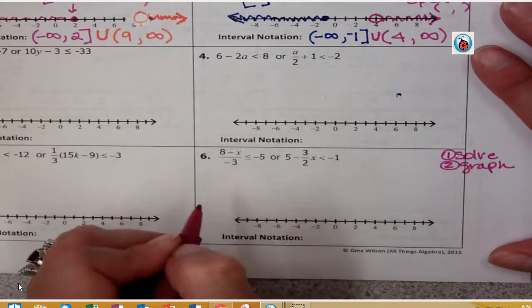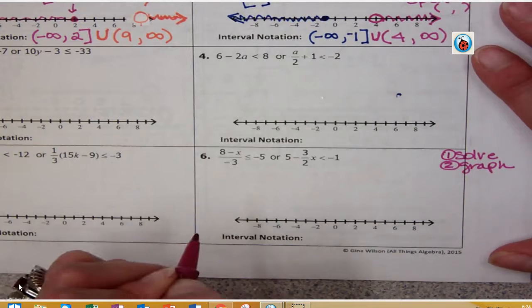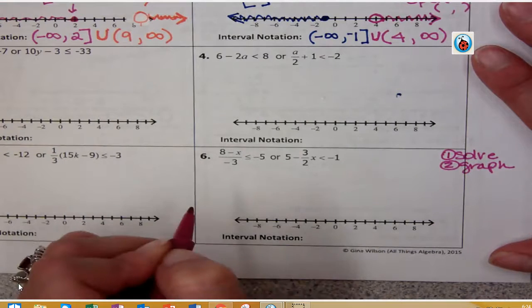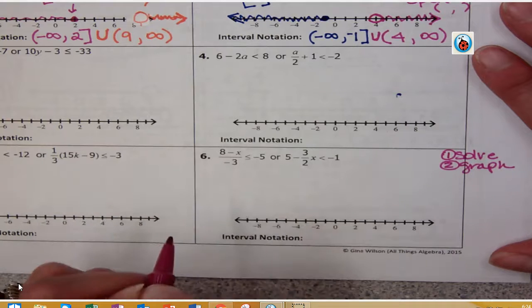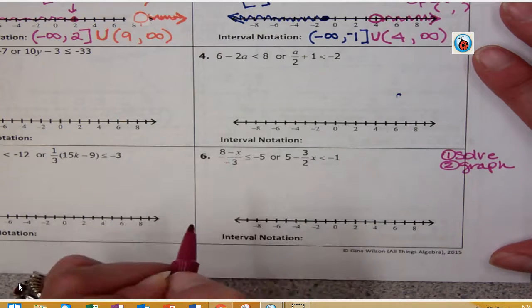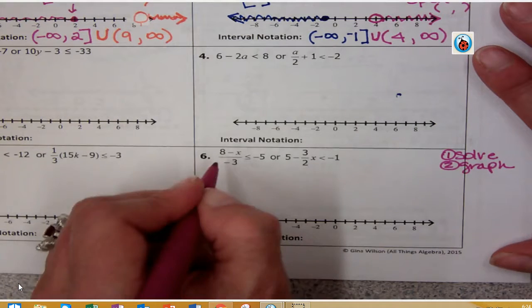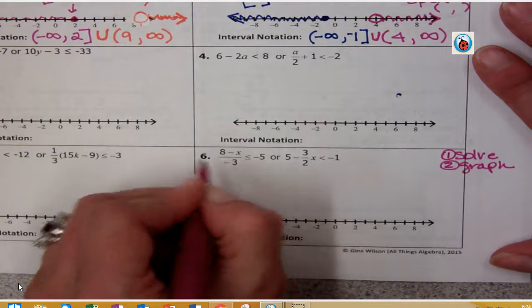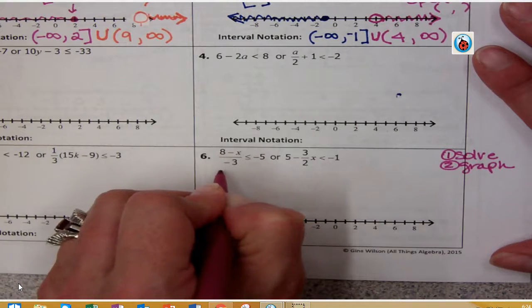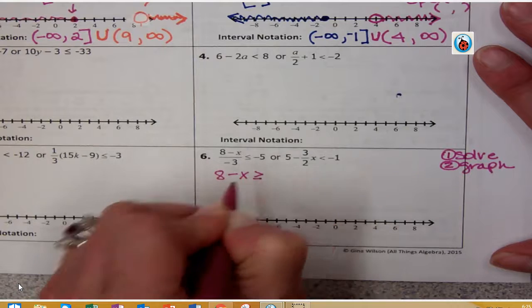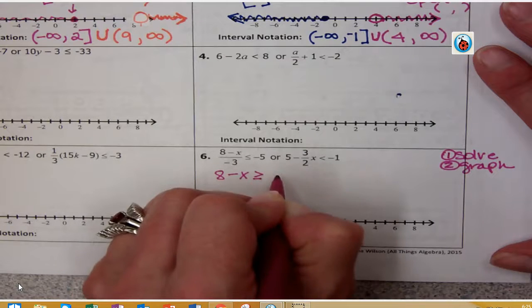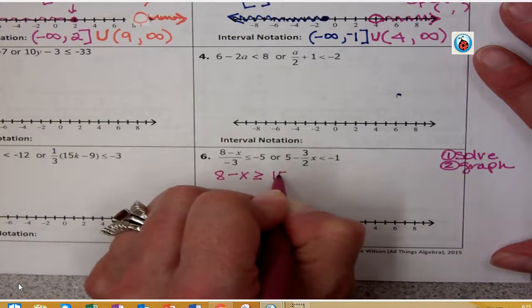Okay, so we're going to solve this. Before we do anything, let's get rid of that denominator. Since the only thing on this side is the fraction, we can first multiply by -3. When we multiply by -3, we're going to flip the sign. So we get 8 minus x, then we flip that sign, greater than or equal to, and -3 times -5 is positive 15.